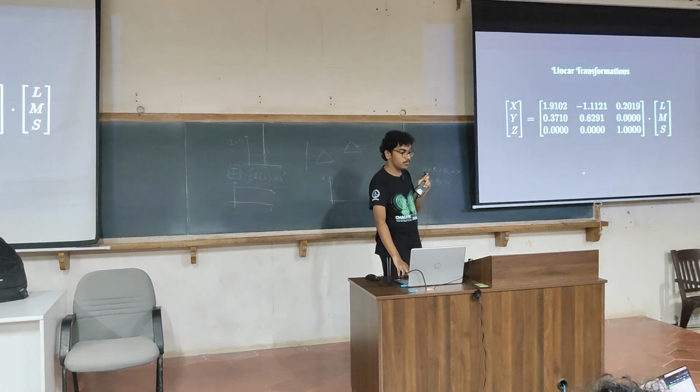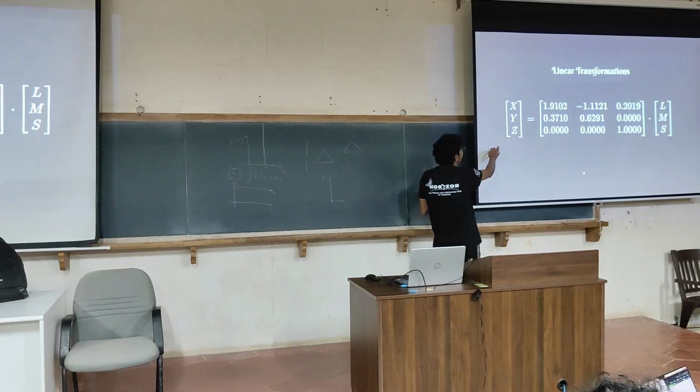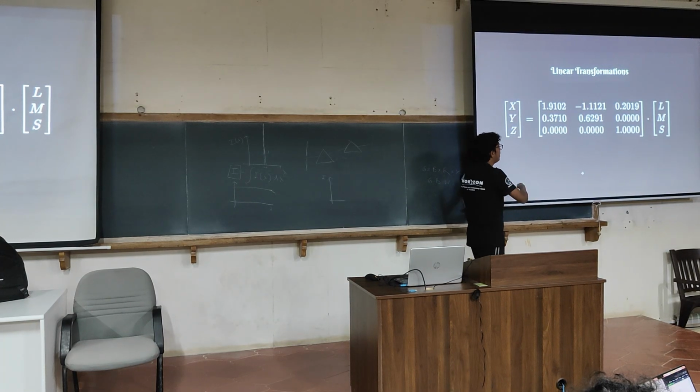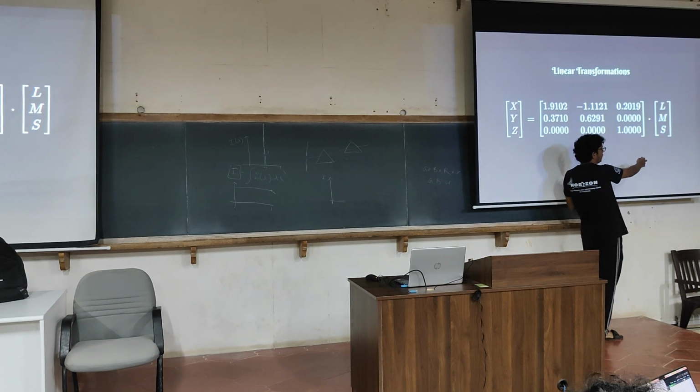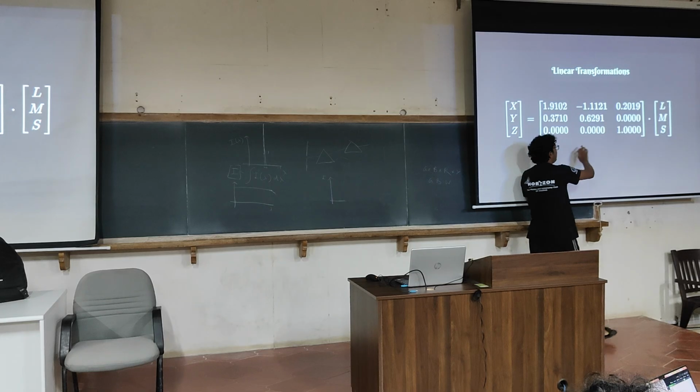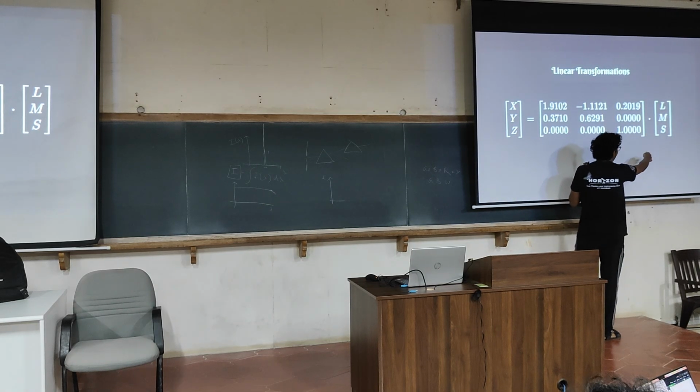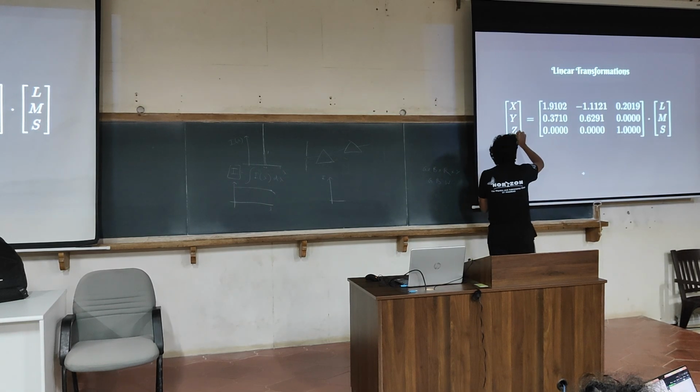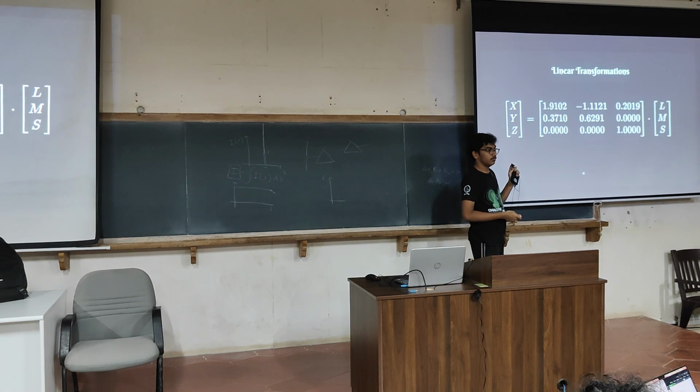So that is why we come to the CIE XYZ space. This is nothing but a linear transformation of the LMS space. We multiply this matrix with the LMS values, and we get the XYZ values.